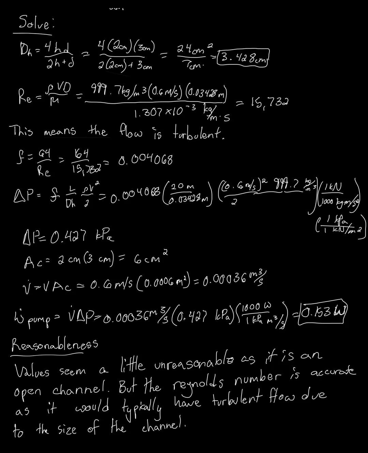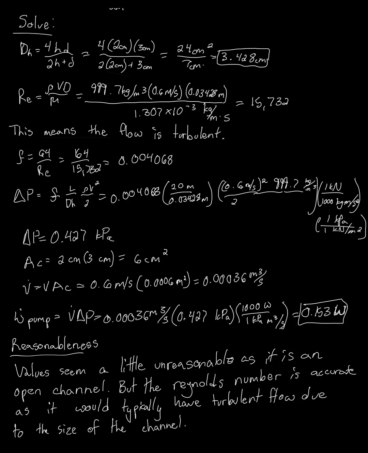Then we find the friction factor, which is 64 over the Reynolds number, which is 0.004068. So now, to find the delta P, we take the friction factor times the length over the hydraulic diameter times the density times velocity squared over 2. This is equal to 0.427 kPa.